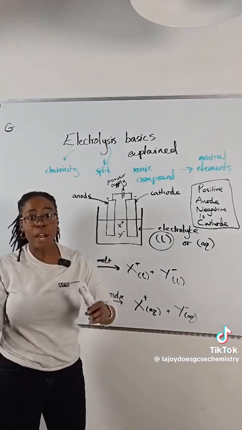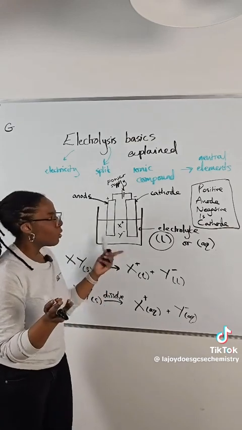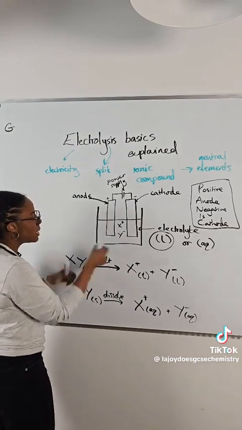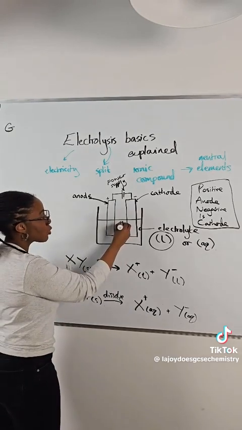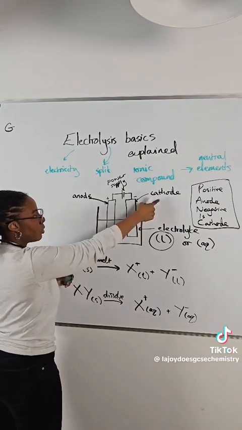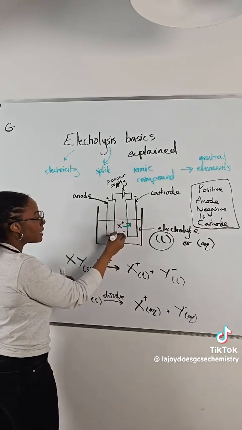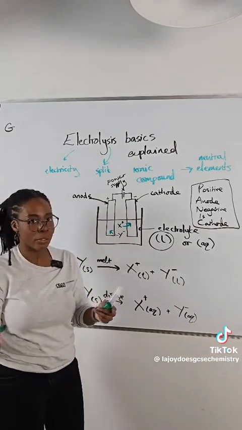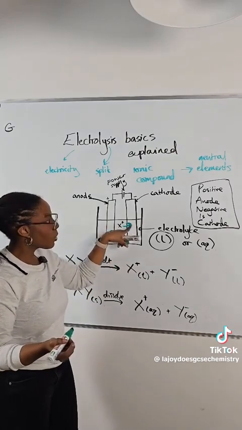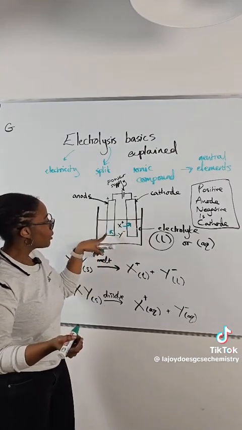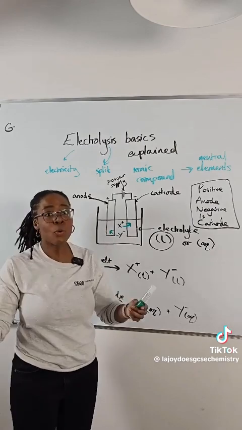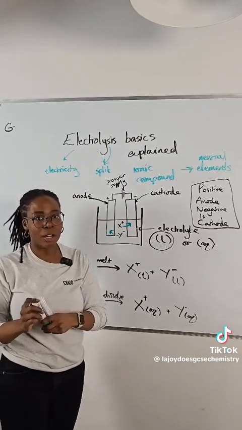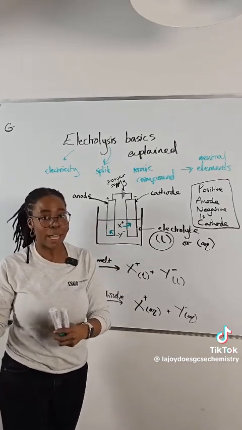Which electrode they are attracted to will depend on the charge, because we know that opposites attract. So our positive ion is going to be attracted to the negative electrode, the cathode, and our negative ion is going to be attracted to our positive electrode, the anode. Or in other words, cations go to the cathode, anions go to the anode. And when they go to their respective electrodes, we say that they are discharged. So they form their original element.